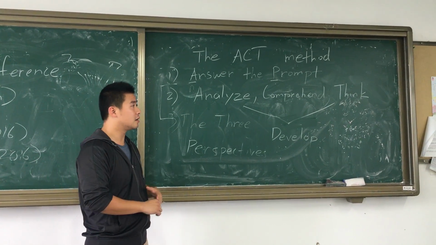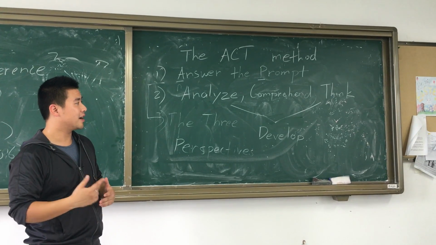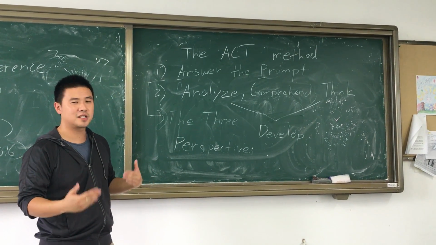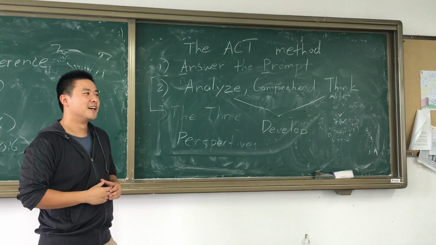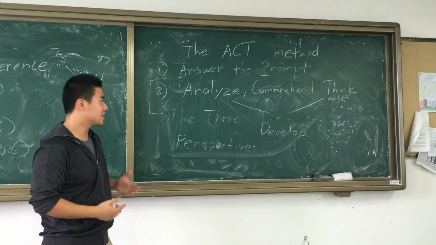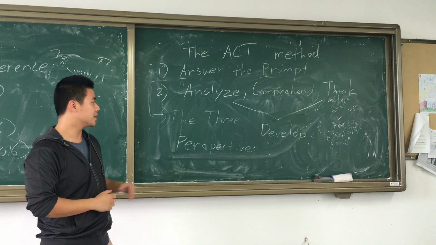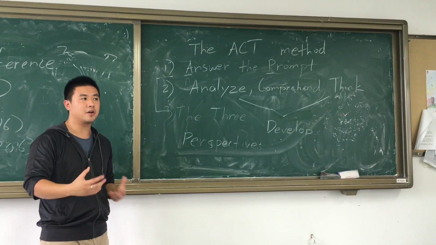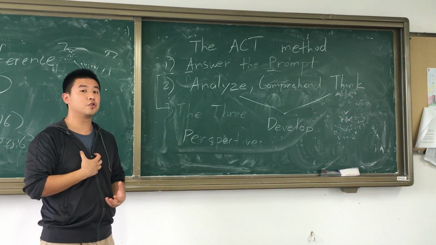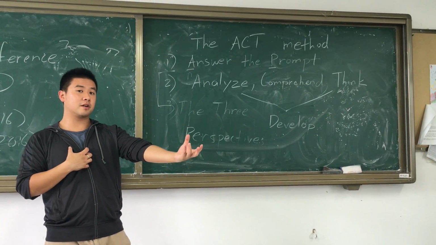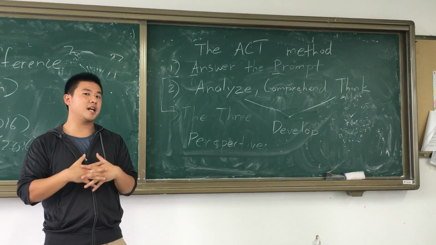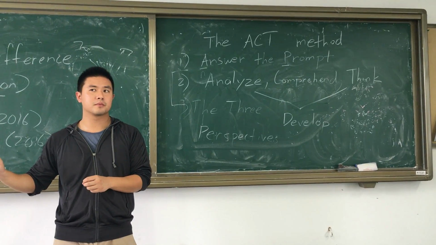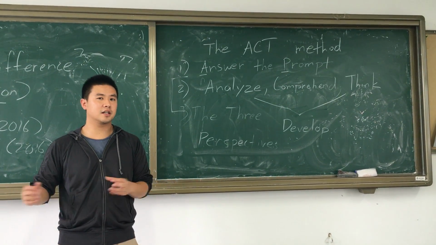Answer the prompt. 2, analyze, comprehend, think. ACT, I made that up. I don't think it's a really good one, like an acronym, something representing something else. I forgot what that's called. And then 3 is to develop your own perspective. So what is the relationship between your perspective and the perspective of this other person? So there's connection. So one is analyze and interpret. The other one is more read, understand, and connect.